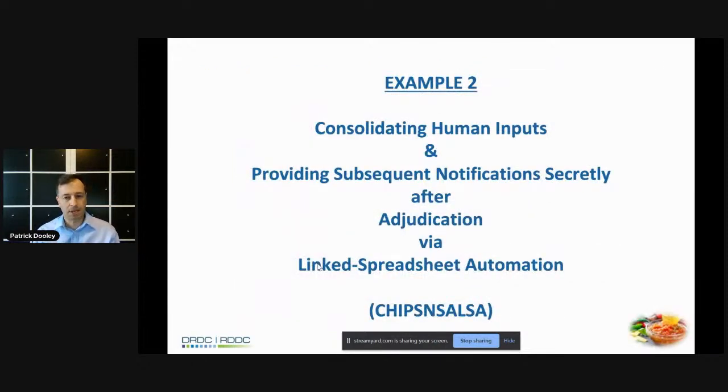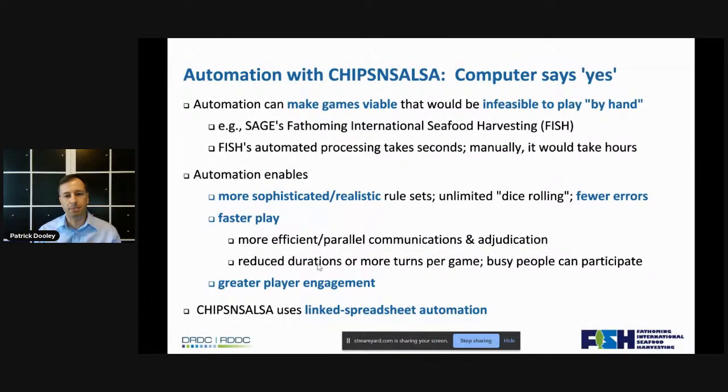Okay, second example. We'll call this one consolidating human inputs and providing subsequent notifications secretly after adjudication via linked spreadsheet automation, or for short, well, let's just call it chips and salsa. So chips and salsa is an automation technique. Why do we want to add automation to a game? Well, for starters, automation can make a game viable that would be unplayable by hand. For instance, in our game Fish, if we were to do all the dice rolling and all the rule checking manually, it would take hours and the game would be unplayable. Whereas we do all that processing in an automated way, so it only takes seconds and is really transparent.